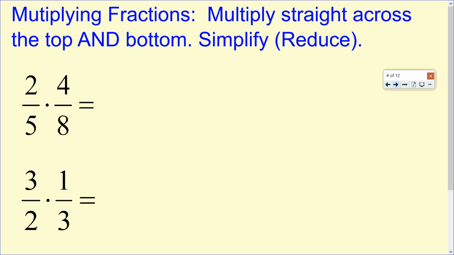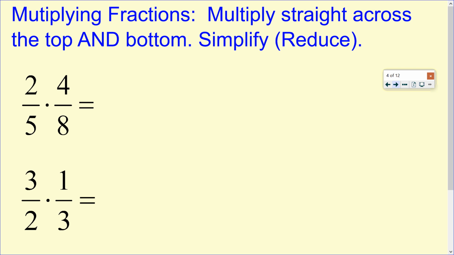Multiplying fractions is even easier because you do not need a common denominator. In order to multiply fractions, all you do is multiply straight across. You multiply the numerators together, you multiply the denominators together, and again, you reduce. Our first problem, 2/5 times 4/8.